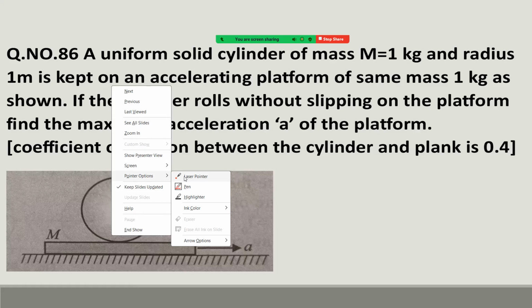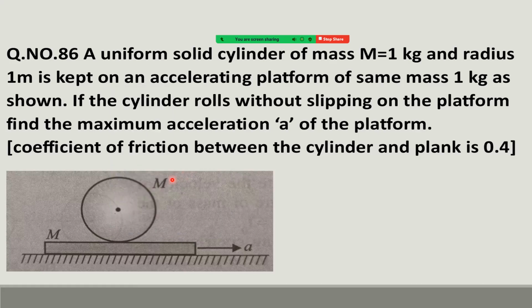See the question given. A uniform solid cylinder of mass 1 kg and radius 1 meter is kept on an accelerating platform of the same mass 1 kg as shown. If the cylinder rolls without slipping on the platform, find the maximum acceleration A of the platform. Given coefficient of friction between the cylinder and the plank is 0.4.